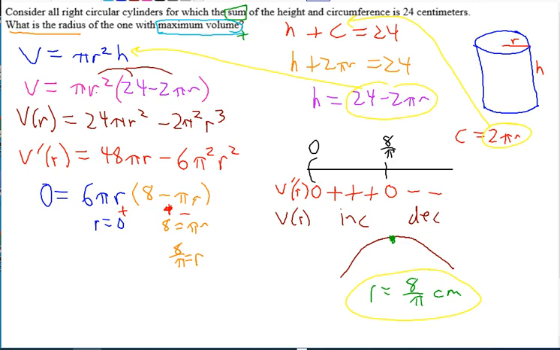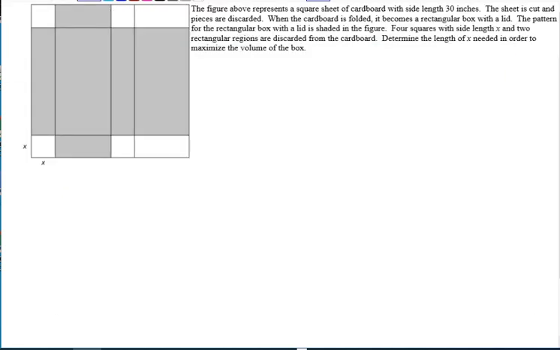All right, let's take a look at a few more here. So the next one, we've got the diagram. It says the figure represents a square sheet of cardboard with a side length of 30 inches. So it's a square, and so this side is 30 from here to here, and this side is also 30.